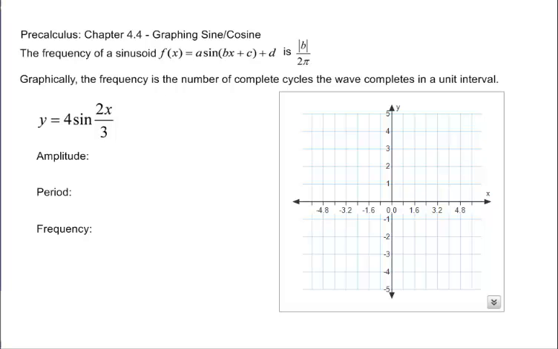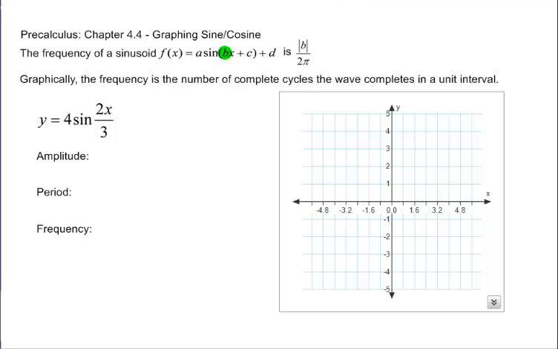Okay, the last thing that goes in with amplitude and period of a sine or cosine function is the frequency of a sine or cosine function. And so the frequency is going to be the absolute value of b over 2 pi. I said 2a, but it's 2 pi. When you put b over 2 pi, you get frequency. That's all there is to it. It's the reciprocal of the period.